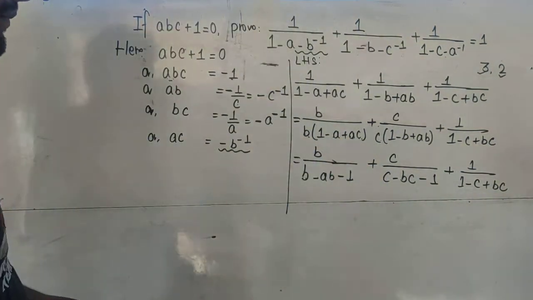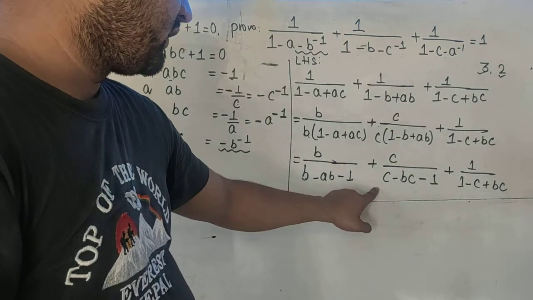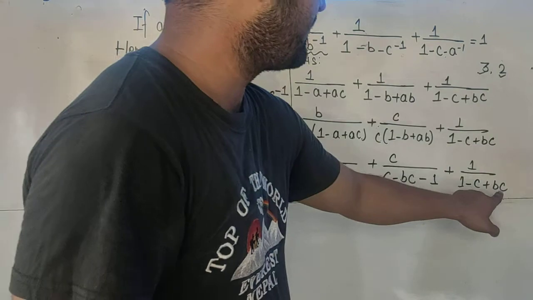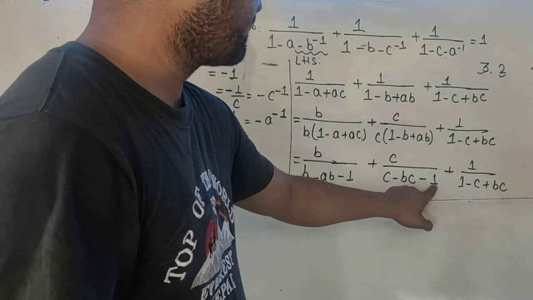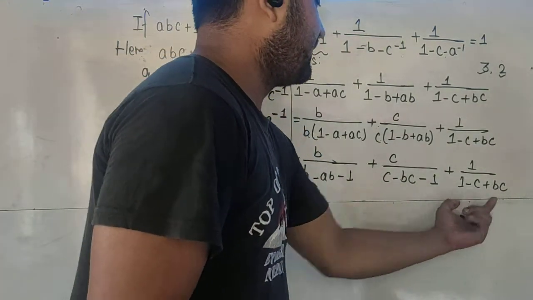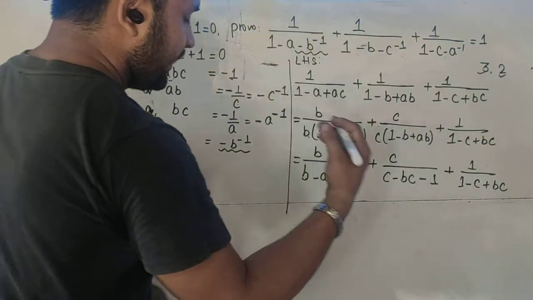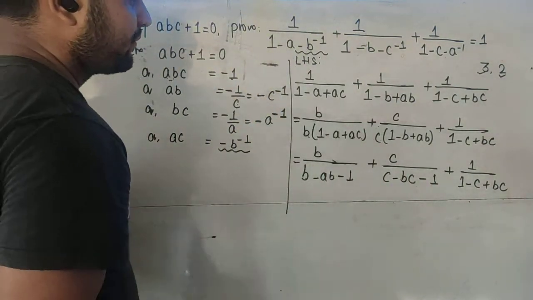Now I can copy the denominator. Here you have plus C. Here you have the minus C. You have minus bc, here you have plus bc, here you have minus 1, here you have plus 1. All the signs are different to each other. So in order to make the same sign, I have two options.